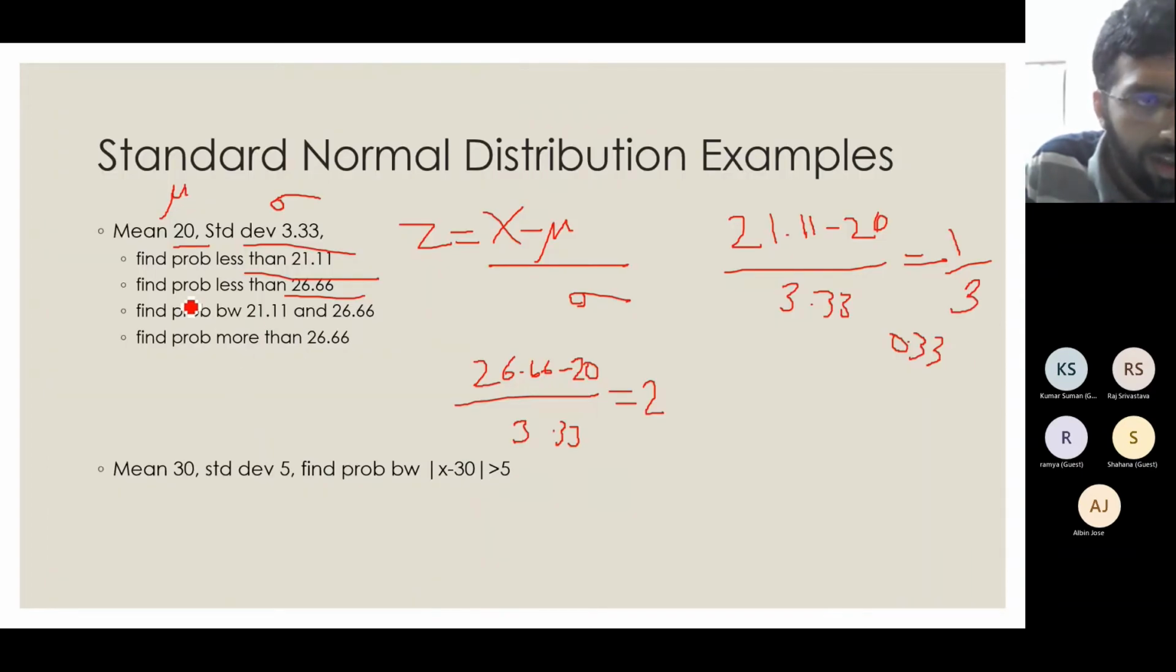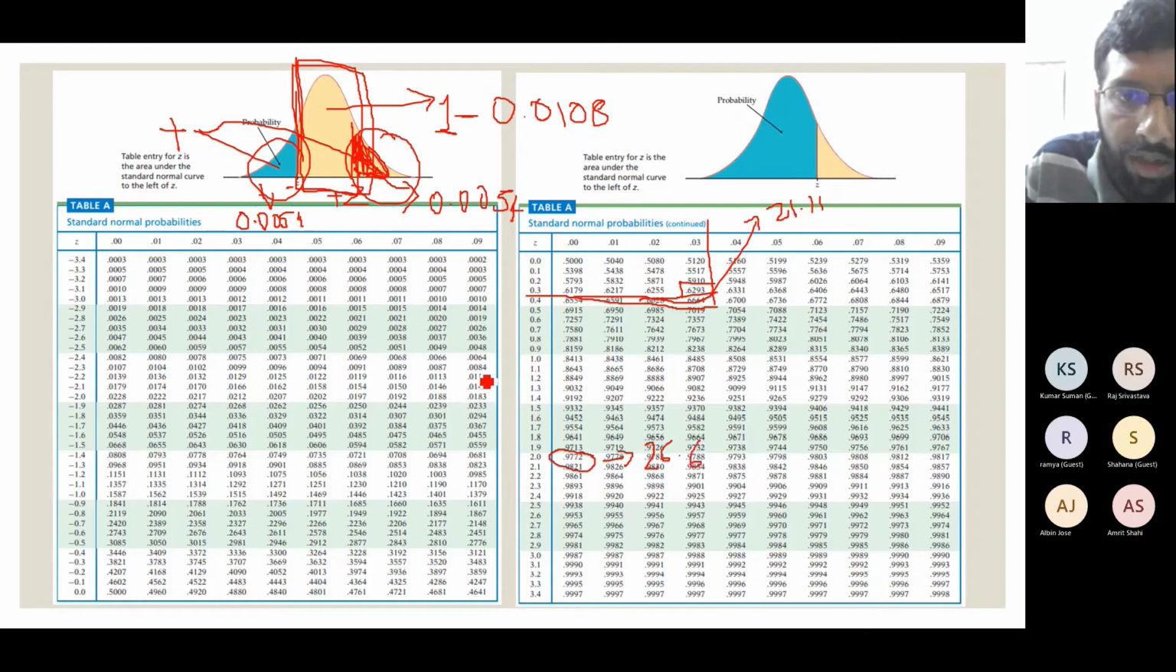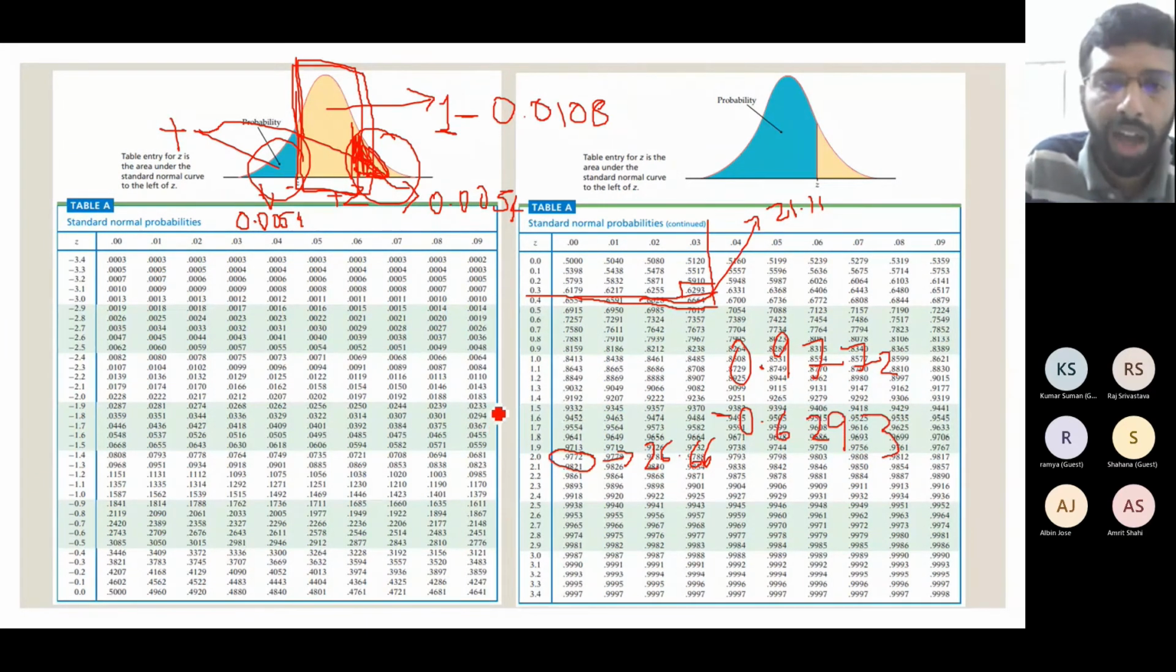Similarly, as I told earlier, suppose I want the probability between 21.11 and 26.66. I have one value corresponding to 21.11 and another corresponding to 26.66. So what I have to do is take 0.9772, the area till 26.66, and from that subtract the area till 21.11, 0.6293. Subtracting these two, I get the area between 21.11 and 26.66.